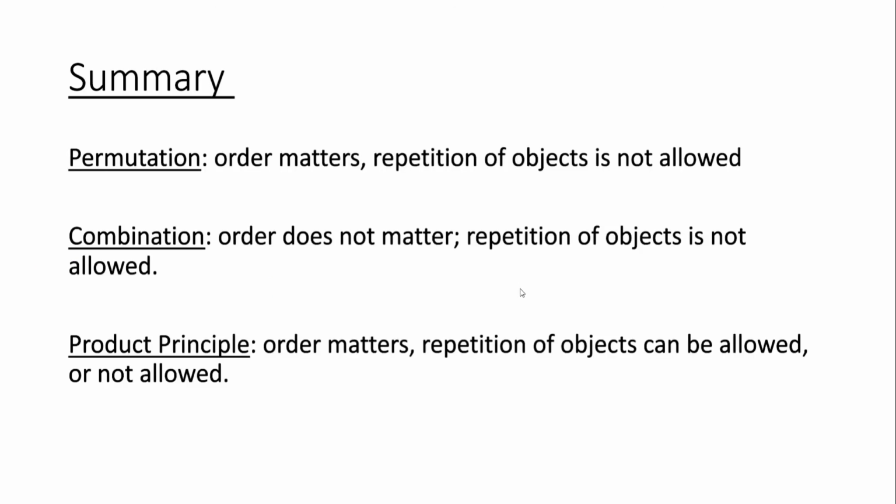You multiply 20 by 19, we end up with 380 again. So now just to summarize some of this. For permutation, order matters, repetition of objects is not allowed. For combination problems, order does not matter, repetition of objects is not allowed. For product principle problems, order matters, and then repetition of objects can be allowed or not allowed.